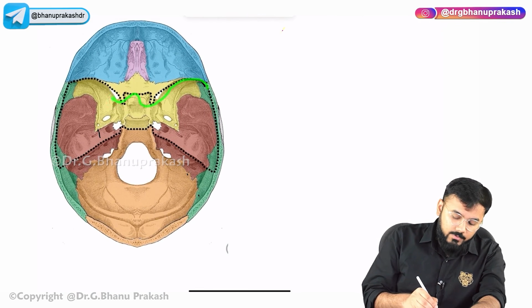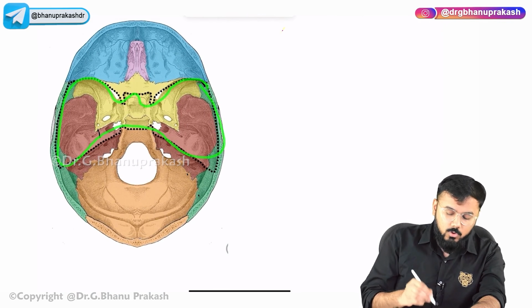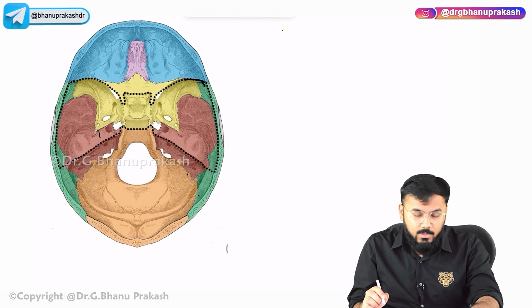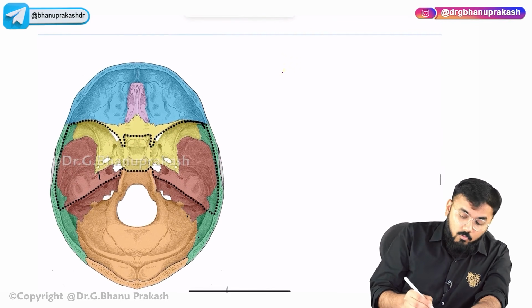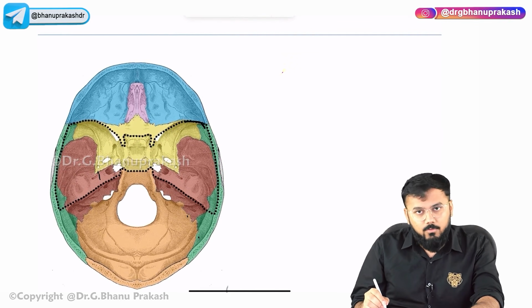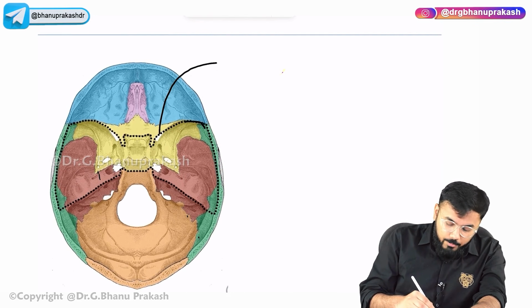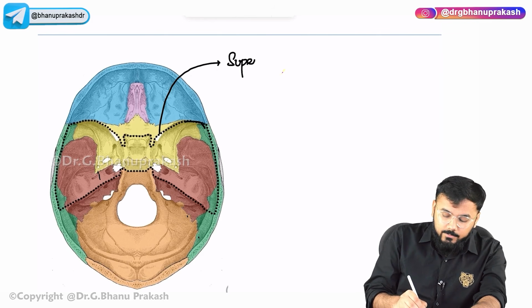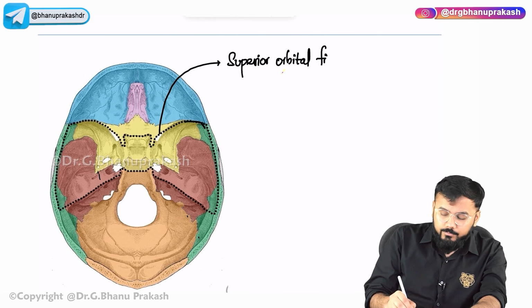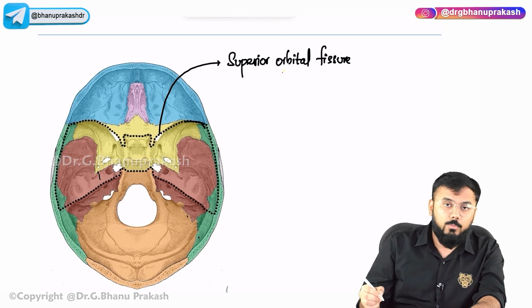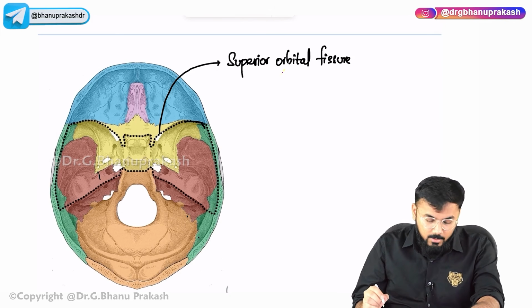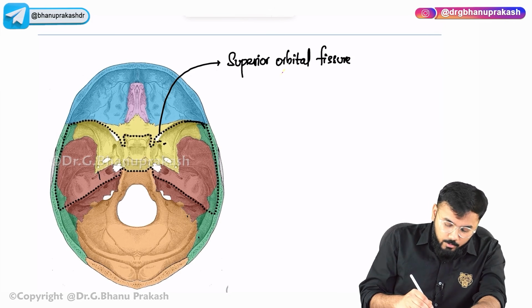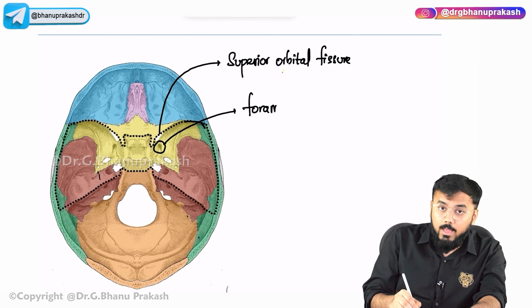Okay, you see this part of the cranial fossa which we have over here, this is called your middle cranial fossa. Now in this middle cranial fossa, what are the important openings which you have over here? See, this particular opening is called the superior orbital fissure. After that, this small round opening you see over here is called foramen rotundum.